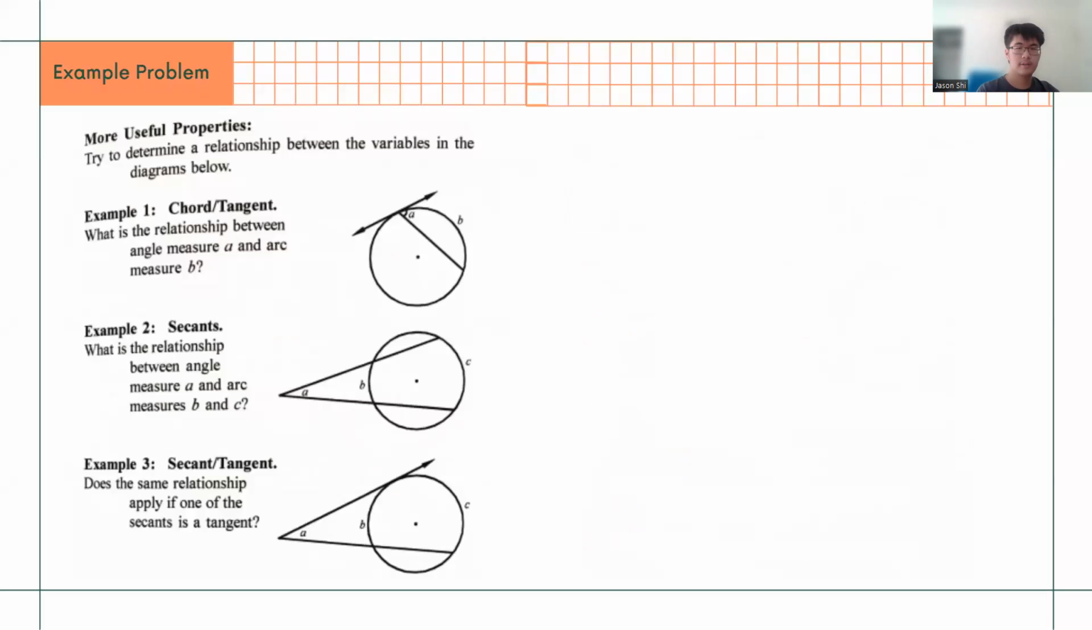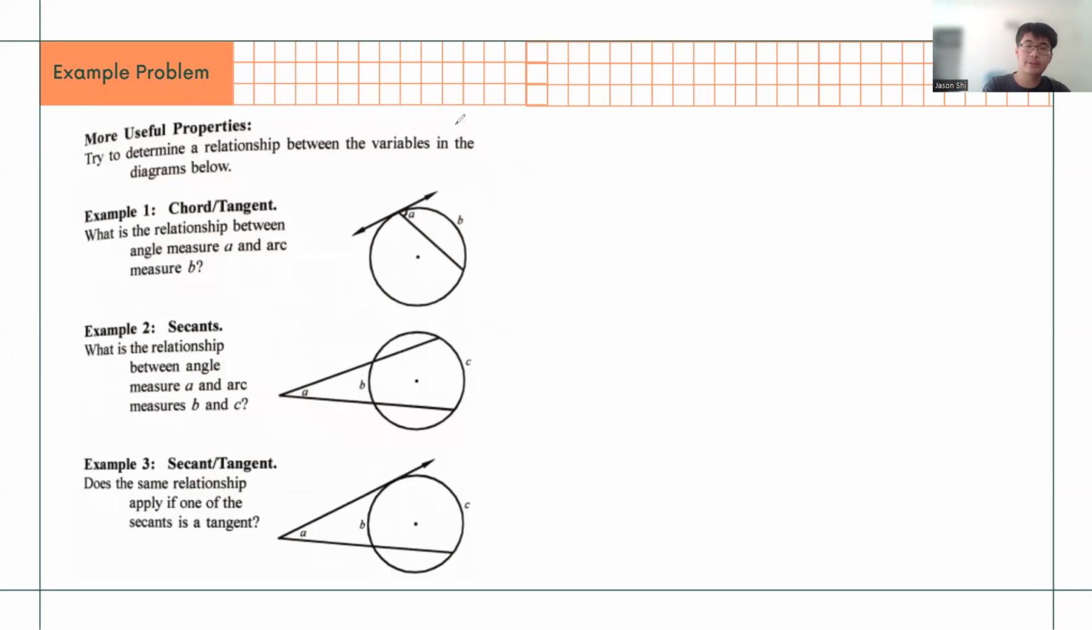So circles have a lot of useful properties. I advise you to learn all of these one time, and then you can use them forever. What these examples are trying to help us do is prove some equations related to angles and circles. I'll show you how to do the examples, and later I will have some practice questions for you to do. So here, what is the relationship between angle measure A and arc measure B?